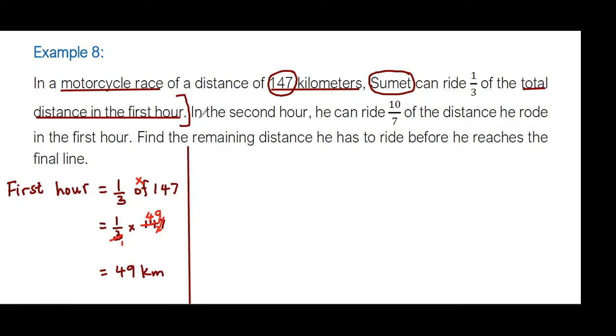Let's continue reading. In the second hour, let's see what he can ride in the second hour. In the second hour, he can ride 10 out of 7 of the distance he rode in the first hour. So we get 10 out of 7 of what number?